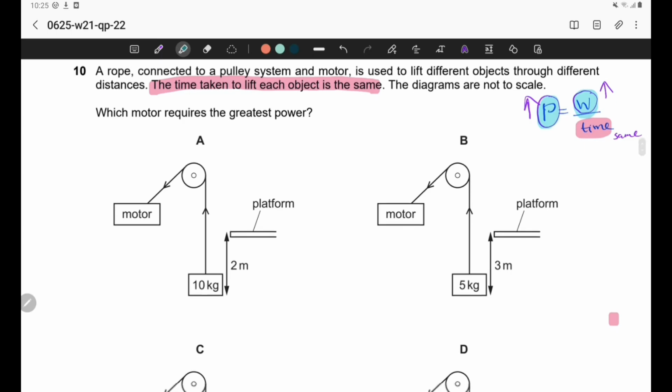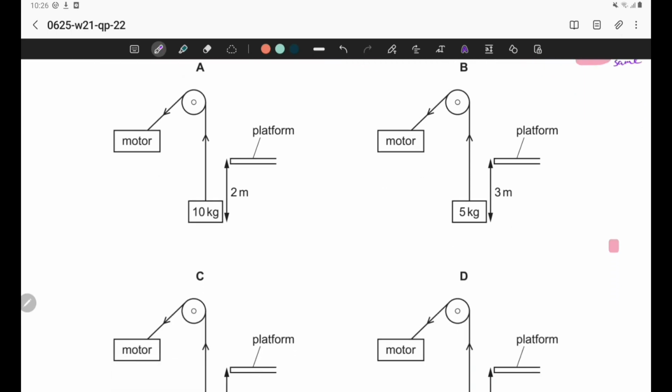So let's look at each option. Here the mass is given, which is 10 kg, therefore weight will be mg, that is 10 times 10, which is 100 Newton. So there must be an upward 100 Newton force acting. So we have the force, which is 100 Newton, and distance is 2 meter. So we can calculate the work done.